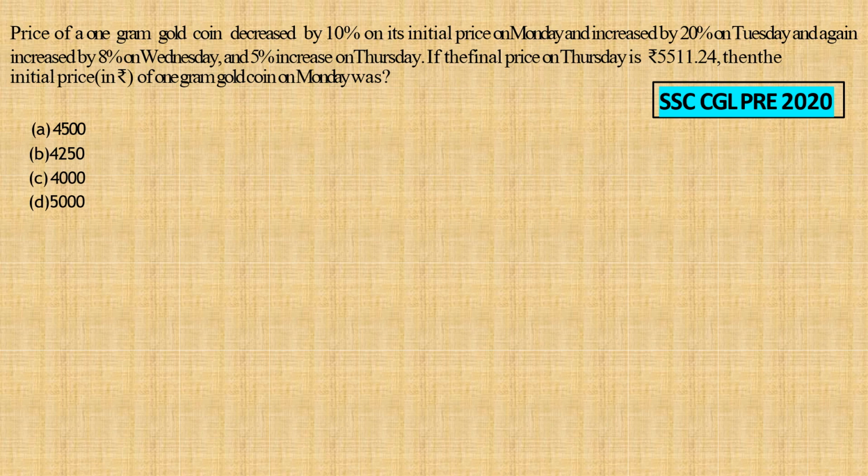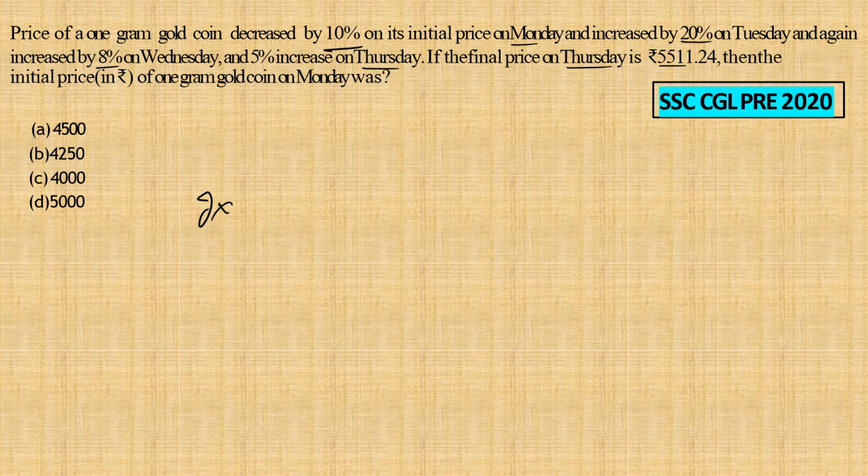Price of 1 gram gold coin decreased by 10% on its initial price on Monday and increased by 20% on Tuesday and again increased by 8% on Wednesday and 5% increase on Thursday. If the final price on Thursday is 5511.24, then the initial price of 1 gram gold coin on Monday was, we need to find the initial value.